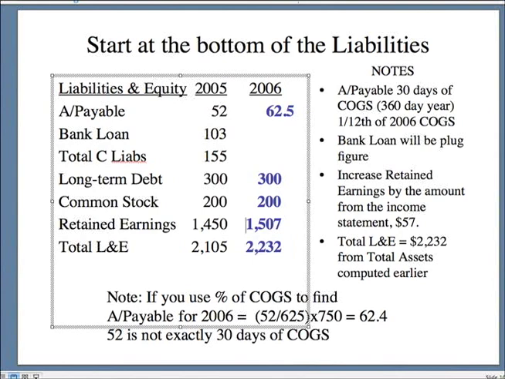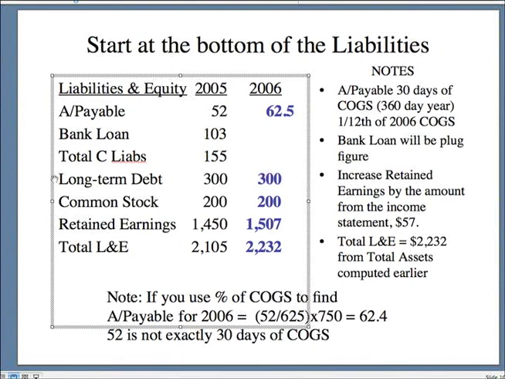Retained earnings has gone up by 57. Remember, that was a number from the income statement. And this is one of the two places where the income statement joins the balance sheet. Common stock doesn't change. That's a par value paid in surplus, so that's historical. Long-term debt, we won't change in this particular example.